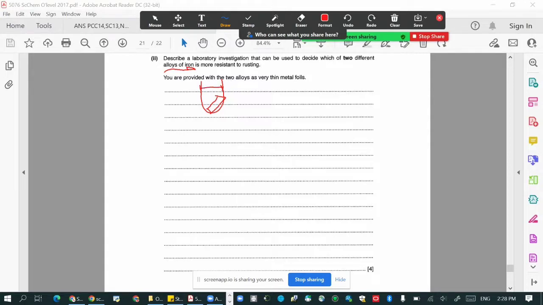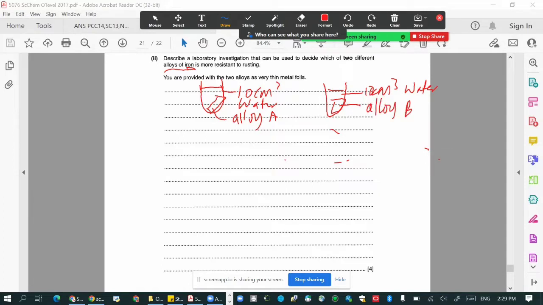Then you can immerse the metal foil in some water so that the rusting will be faster. How much water? Just 10 cm cube of water will do. So this is alloy A, and then do the same thing for alloy B, with water and another alloy. So this is alloy B.